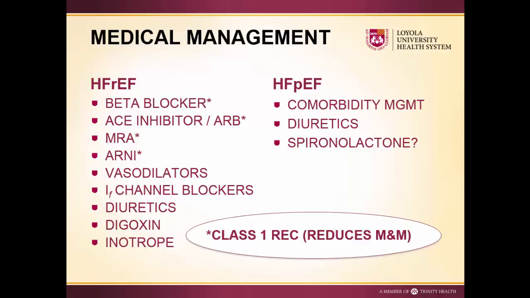They get a Class 1 recommendation in African Americans because of the A-HeFT study that showed their benefit. They also get a Class 1 recommendation as an alternative to an ACE inhibitor or an ARB in a patient who has HFrEF and can't tolerate an ACE or ARB due to some sort of side effect, whether it's renal dysfunction, cough, or some other reason. Then the substitute is the hydralazine nitrate combination.